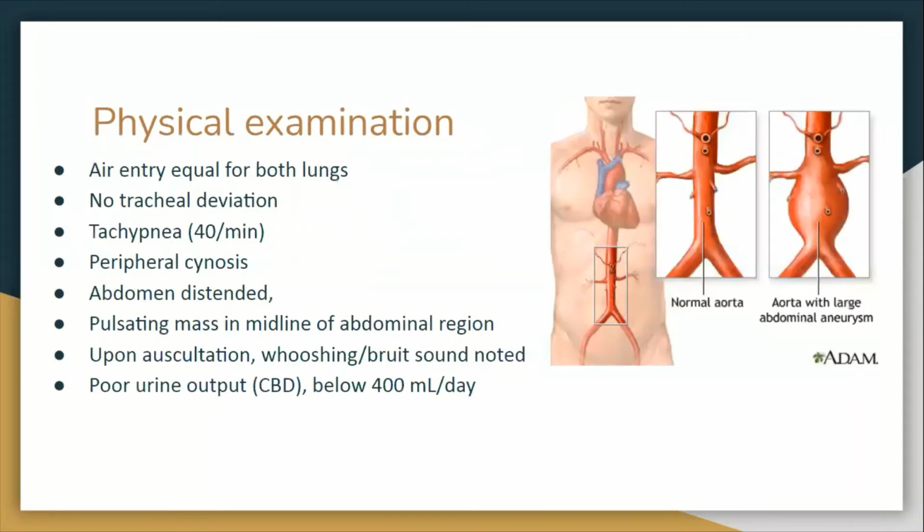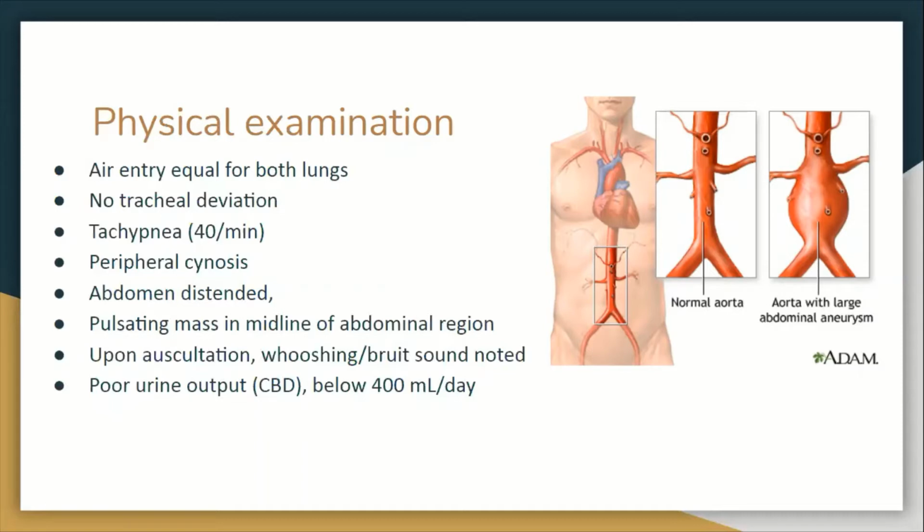And for the physical examination, we try to prioritize the airway, the breathing pattern and the circulation. First, we auscultate the patient, and the air entry is equal for both lungs. The heart has no dual rhythm and no murmurs. There is no tracheal deviation seen, but the patient is tachypneic, with a respiratory rate of 40 breaths per minute, which is very tachypneic.